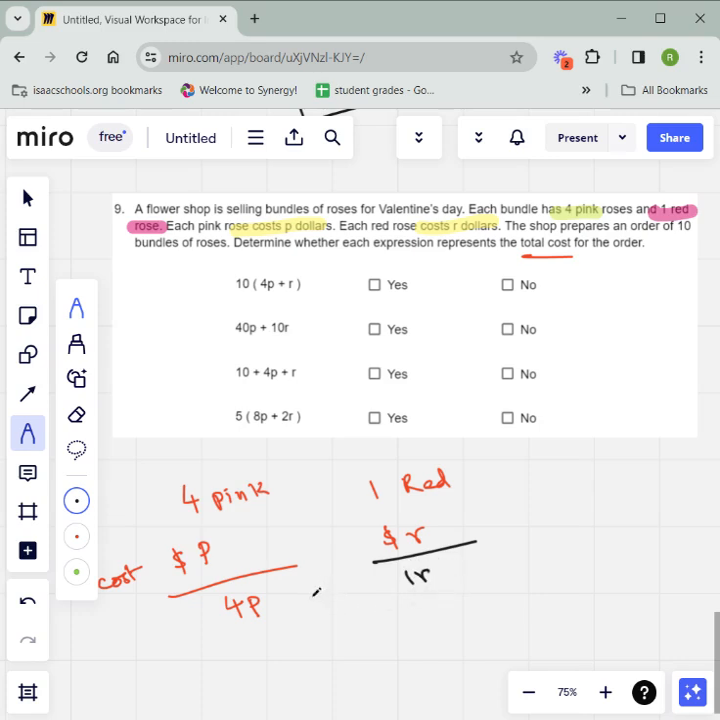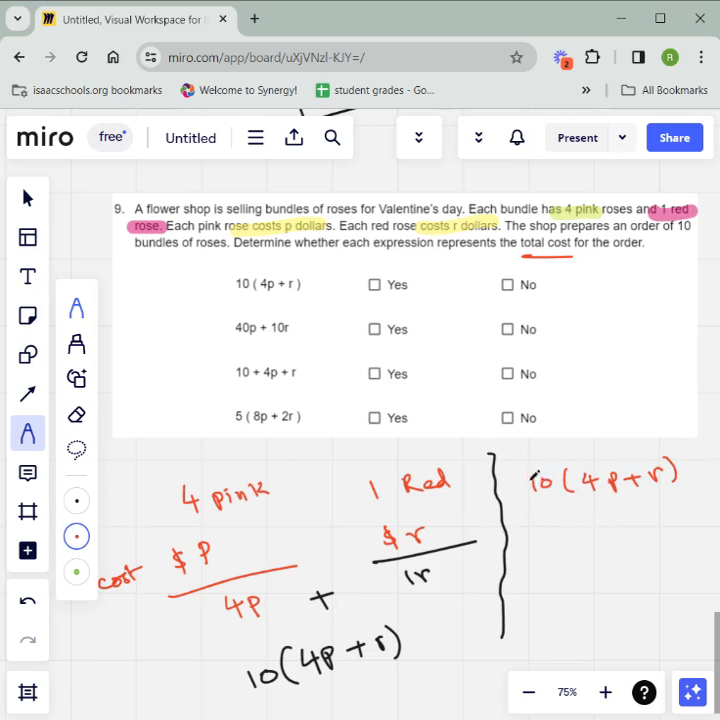But we're putting it as a bundle, right? How many bundles are we buying? So we're buying 10 bundles. So the bundle is 4P plus 1R, but we have 10 of those. Okay, so your answer is 10 parentheses 4P plus R. And not only that, that's 10 parentheses 4P plus R.